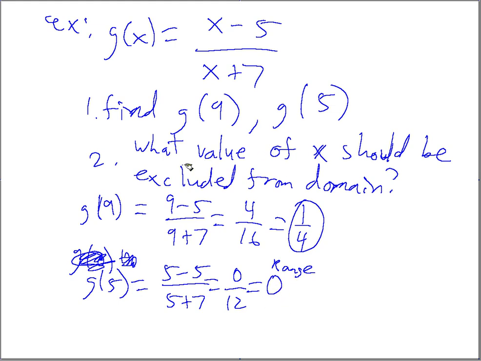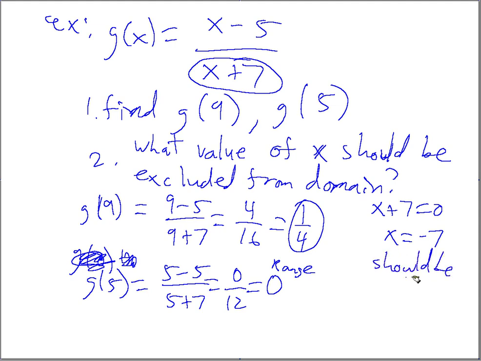Getting back to our second part then, what value of x should be excluded from the domain? Well, focus on the denominator, because we want to make sure that this is never equal to 0, because if it's equal to 0, then this function will be undefined. So what makes this thing on the bottom 0? Well, as you might guess, just set it to 0. x plus 7 equal to 0. x is equal to negative 7 if I solve this. So when x is negative 7, it makes x plus 7 0. It makes this function undefined. So x equals negative 7 should be excluded from the domain.